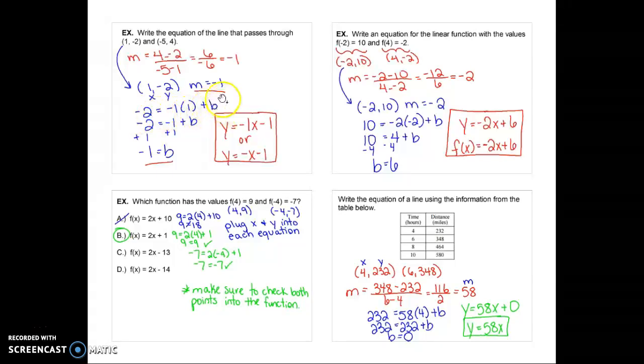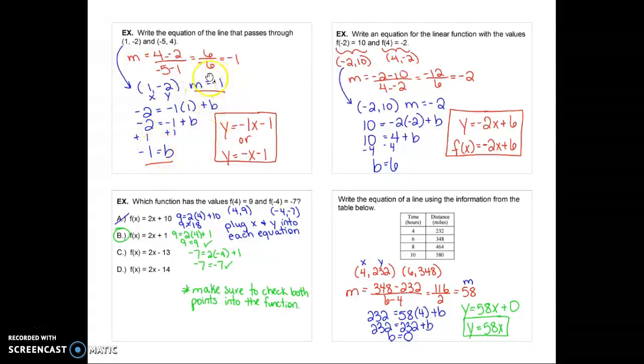to solve for b. So negative 2 equals negative 1 times 1. So your y equals mx plus b. Simplify this right side. Negative 1 times 1 is a negative 1. You need to solve for b, so you're going to have to add this to the other side. Negative 2 plus 1 is a negative 1. So your b value, your y-intercept, is negative 1.